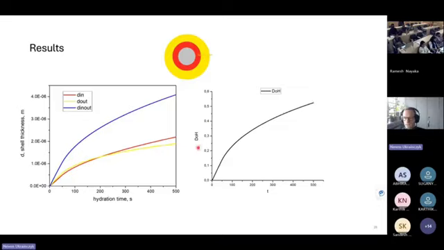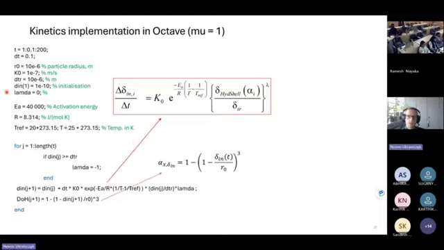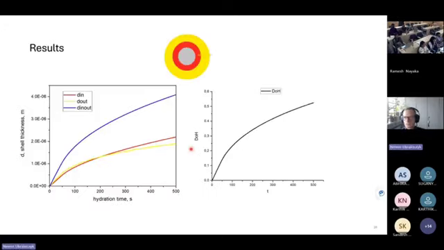So here we can see how the degree of reaction of this small particle evolves with time. You can change the parameters, you can change the threshold thickness, you can change the constant for this solution, or the size of the particle, and then you can see how this also is changing.